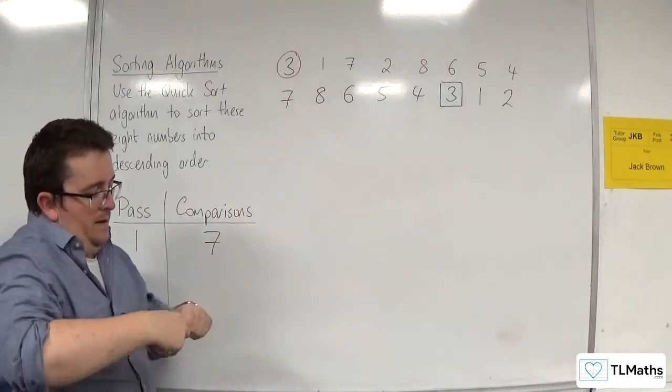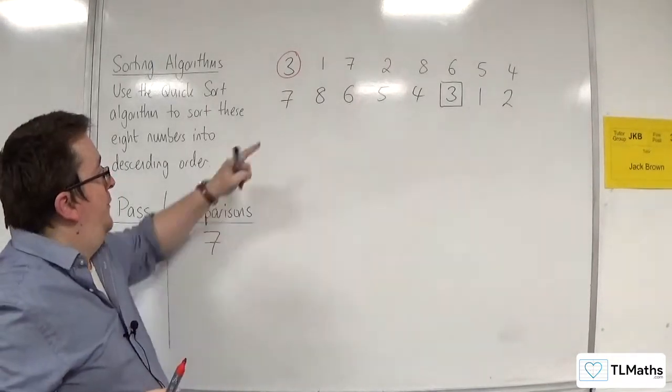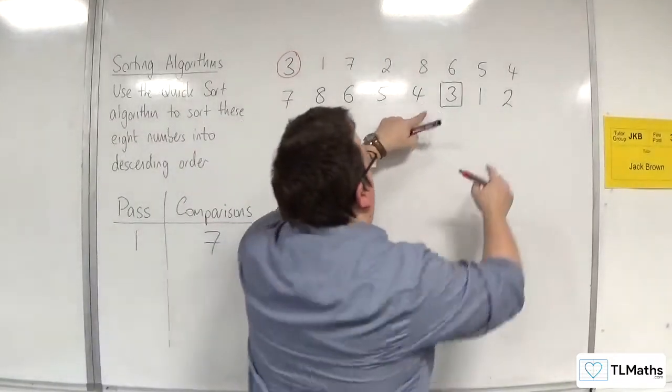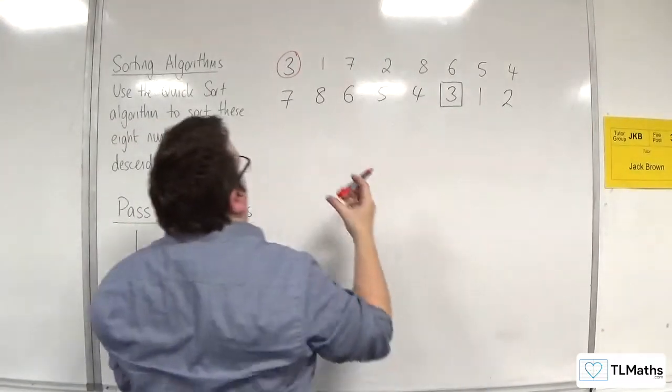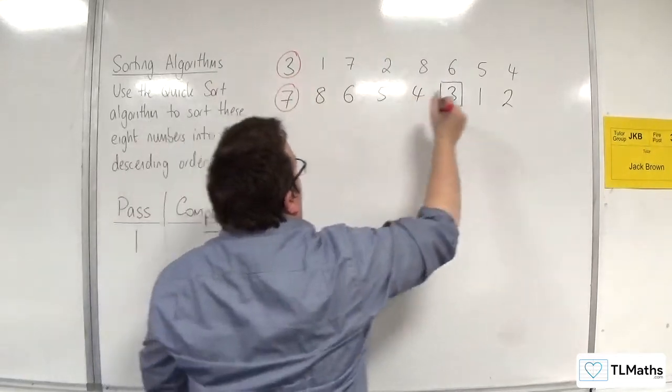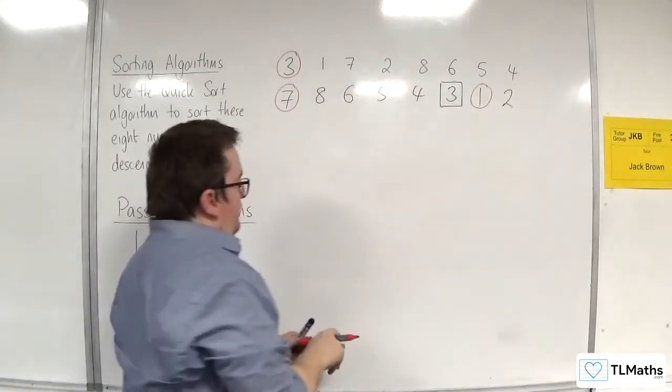Right, I now have 2 sublists. I've got this list and this list. You circle the first number in each sublist. They are your new pivots.